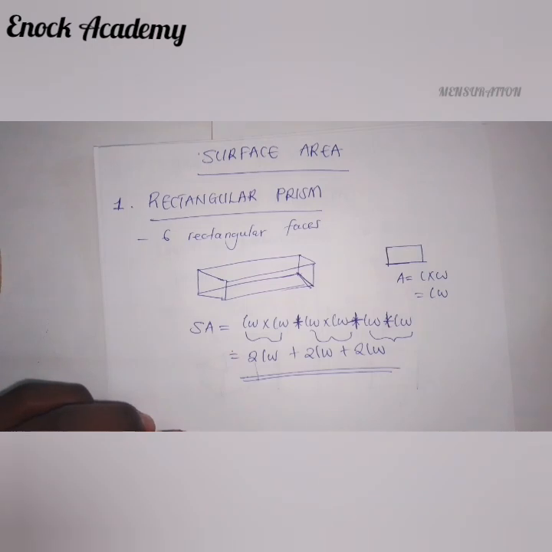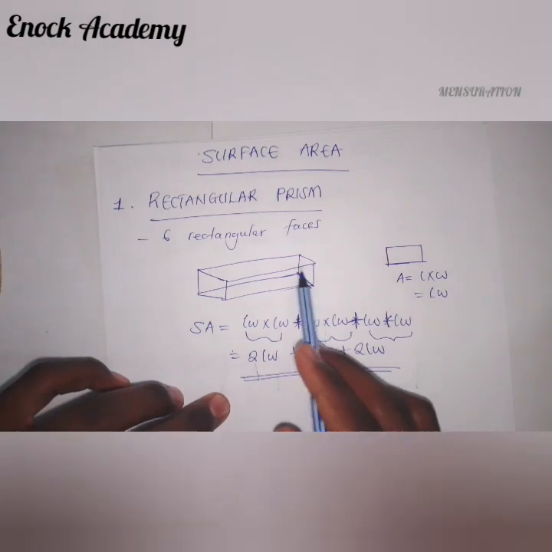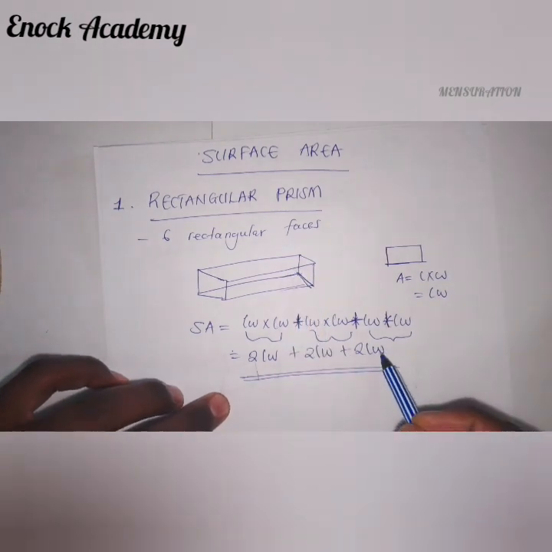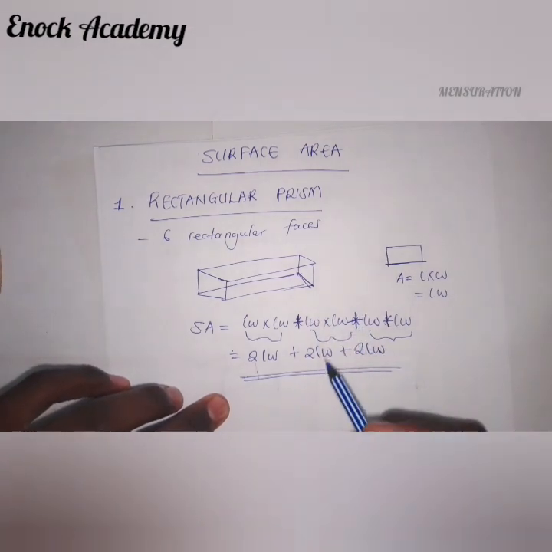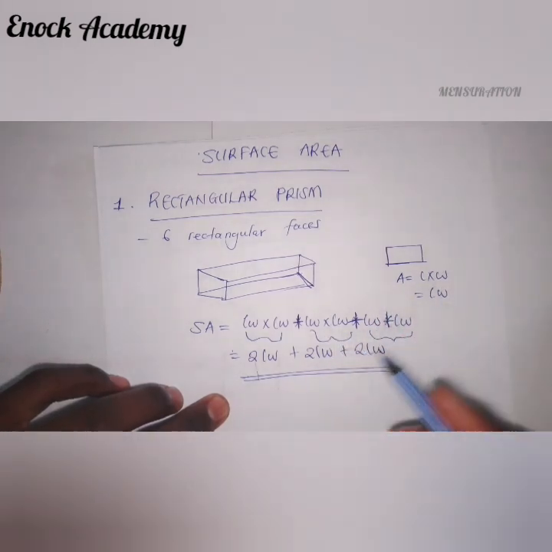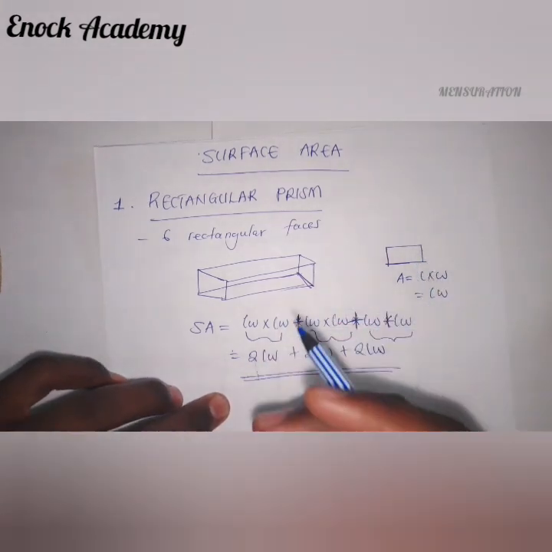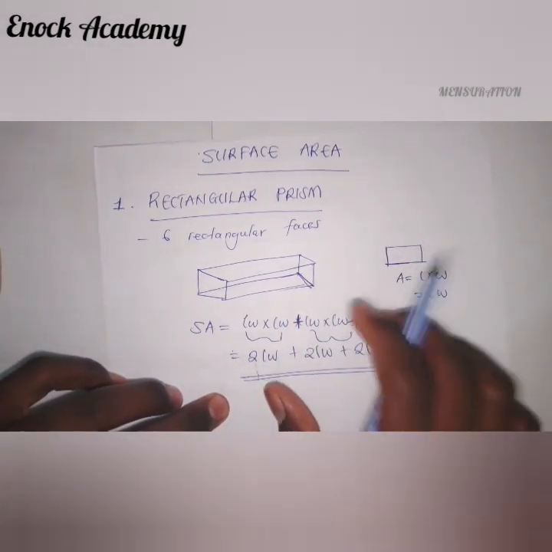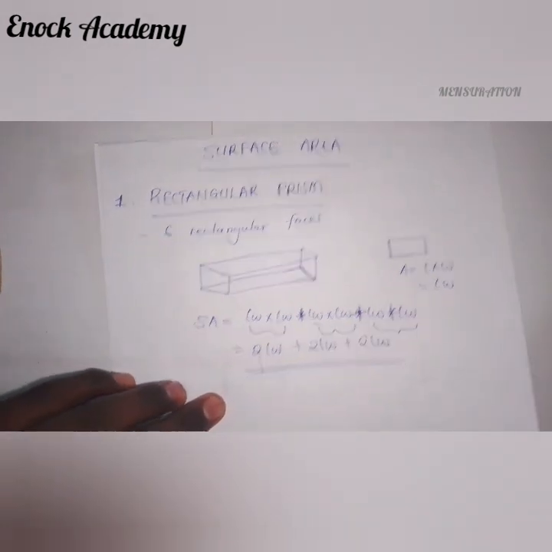When we are writing the formula, you need to check, this W sometimes may be the height, then this W sometimes can be the breadth. It's according to how the diagram is brought. Let's go to the next shape. The next shape is a cube.